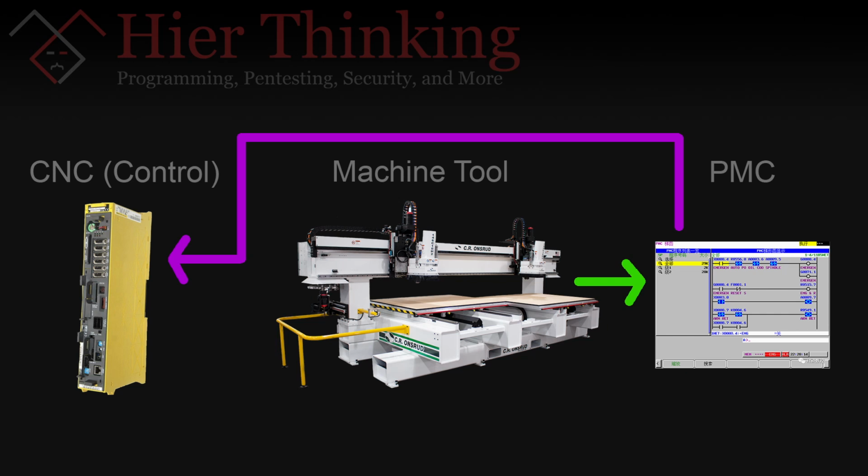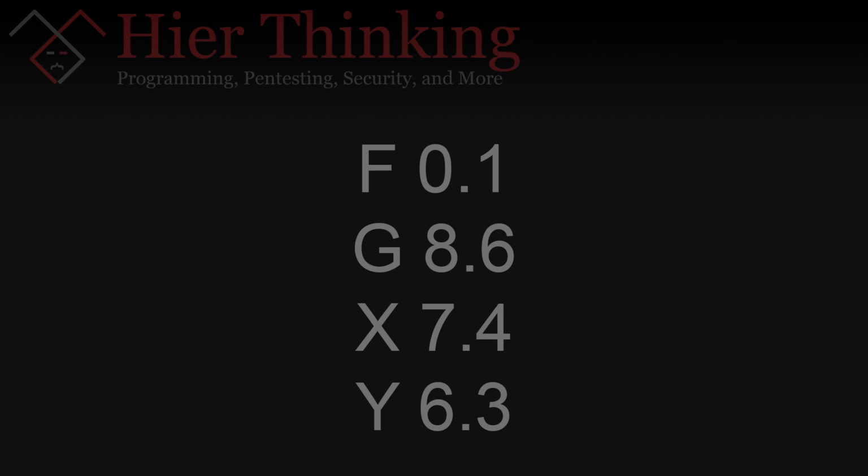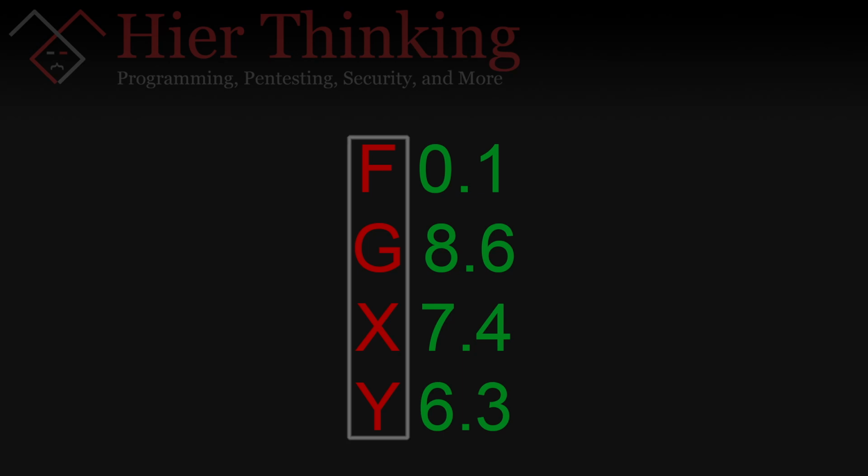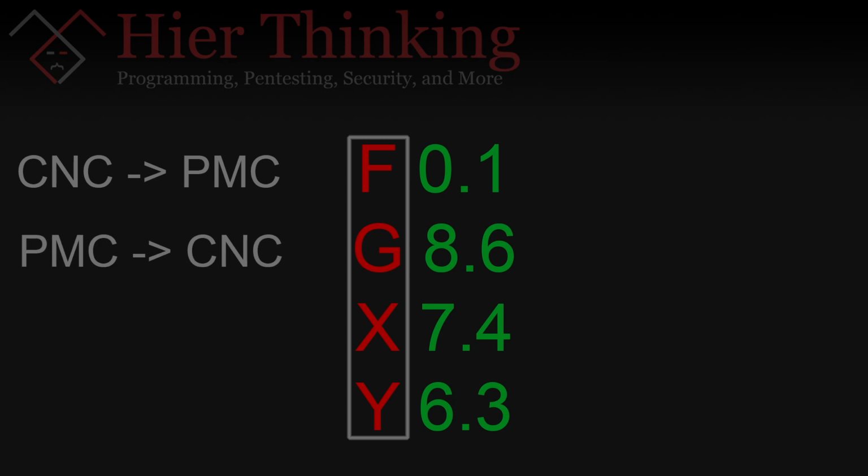Each of the PMC signals is correlated with a PMC address. A PMC address consists of two parts. The first part is a letter that designates the address type, and the second part is a decimal that is used as an index. The letter or type portion of the address tells the user where the signal is coming from and going to. For instance, an F represents signals traveling from the CNC to the PMC. A G address is a signal traveling from the PMC to the CNC.